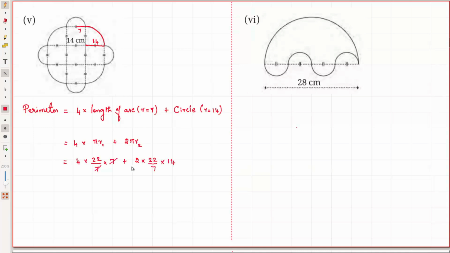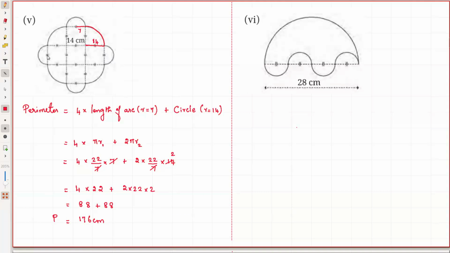So 7, 7 get cancelled, 1 7 is 7, 2 7s are 14, cancel. So the balance we can write: 4 into 22 plus 2 into 22 into 2. So you get 88 plus 44 into 2, again 88. So 88 plus 88, 176 centimeter. So the perimeter is equal to 176 centimeter.